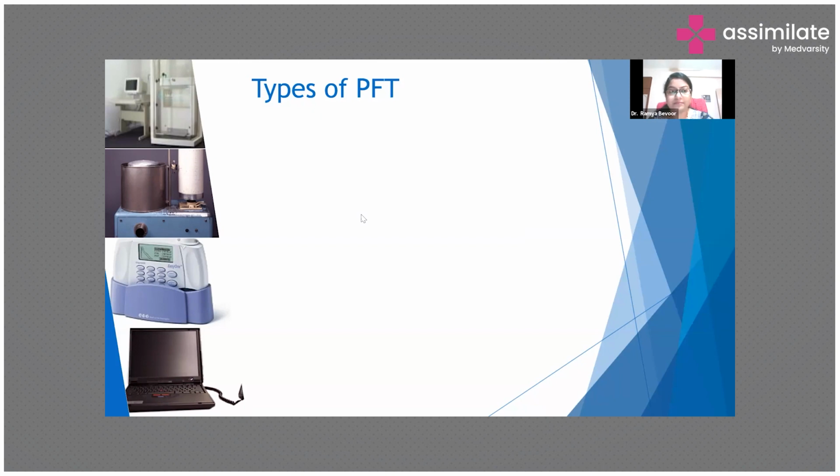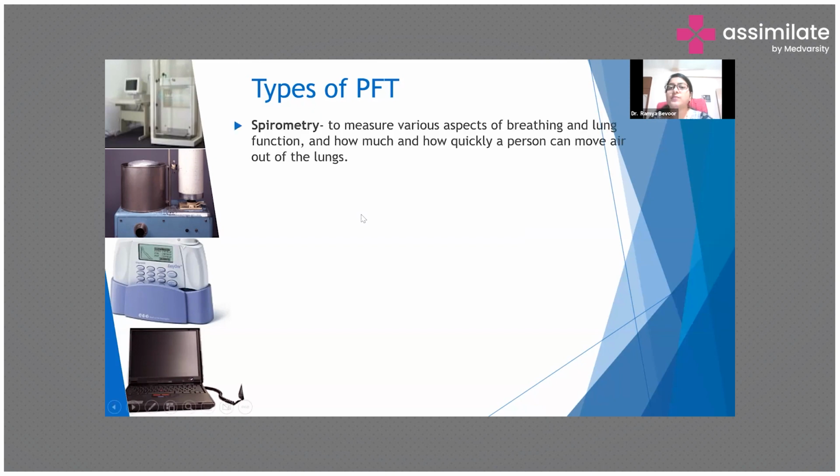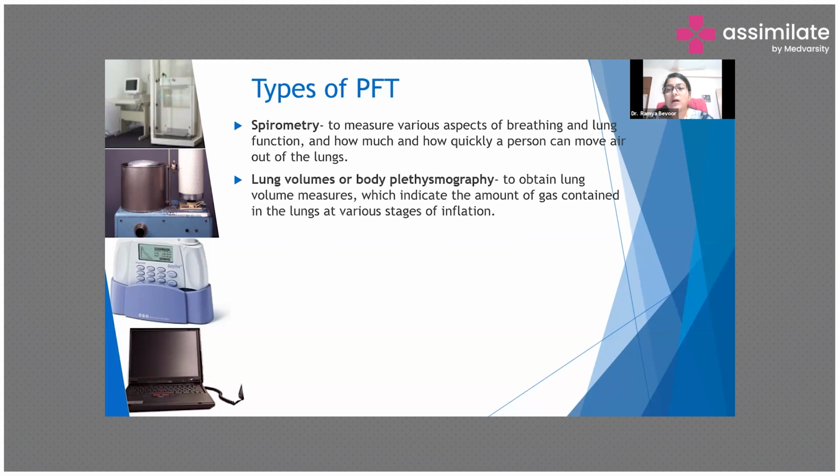Spirometry, like you all said, is basically to measure various aspects of breathing and lung function, to see how quickly a person can move air in or out of the lungs. Lung volume is another thing, also called body plethysmography. This helps in measuring the lung volumes and indicates the amount of gas contained in the lungs at various stages of inflation.